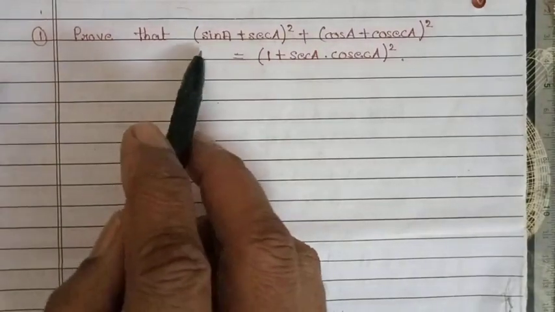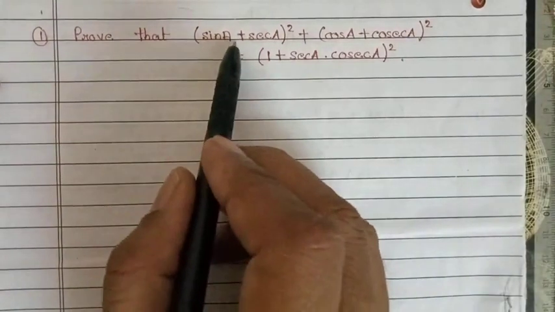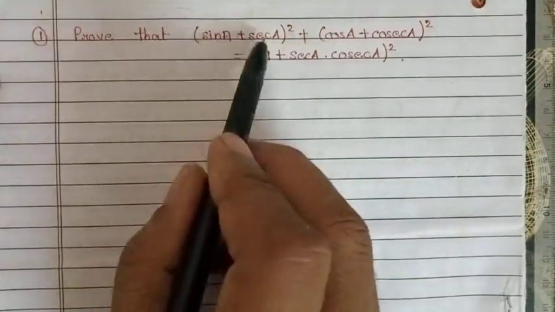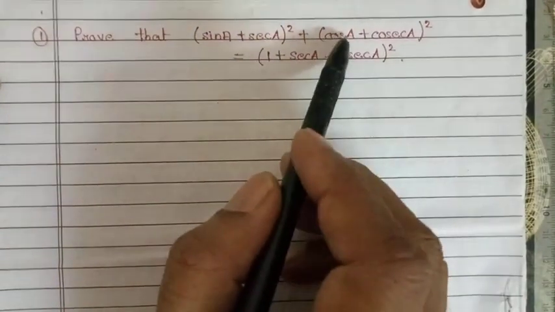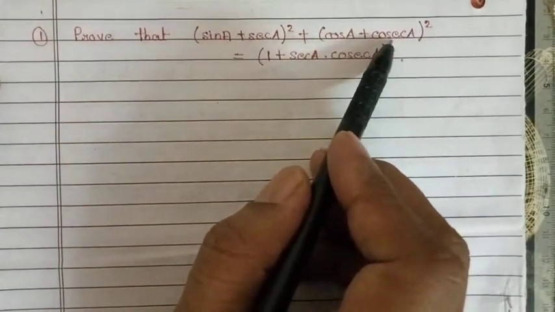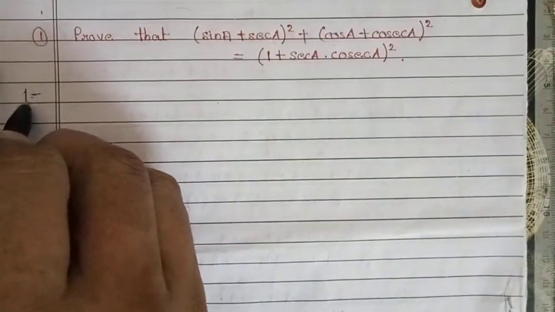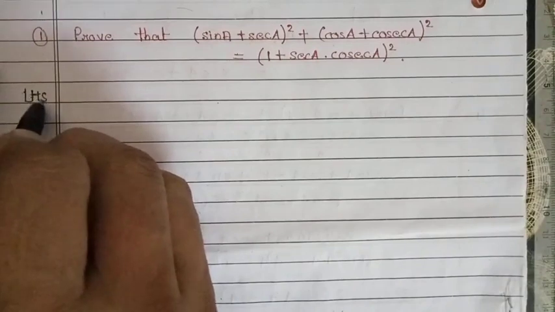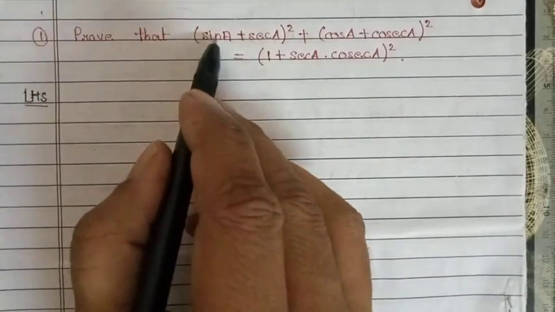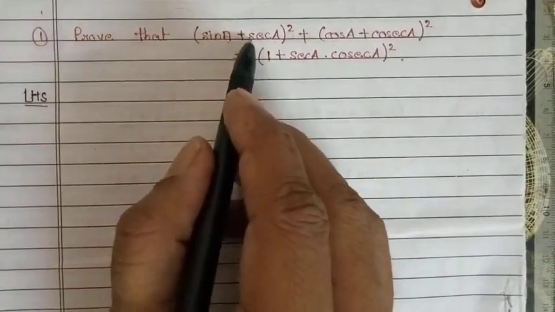Okay, now in this question, on the left side, you can see we have a square. This is the whole square of sine plus sec, and this is the whole square of cos plus cosec. So let's start with the squaring. We are solving the left hand side. First of all, we have to take the square of sine plus sec.